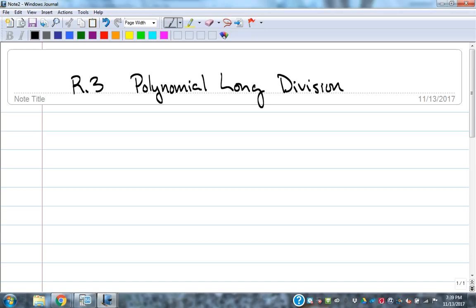I think this is the last time we'll go to R3 this semester. It's long division. We've kind of got pieces of R3 throughout, and this is the last piece that we need from it for 100. Polynomial long division. So long division, everybody's favorite thing from 3rd grade.